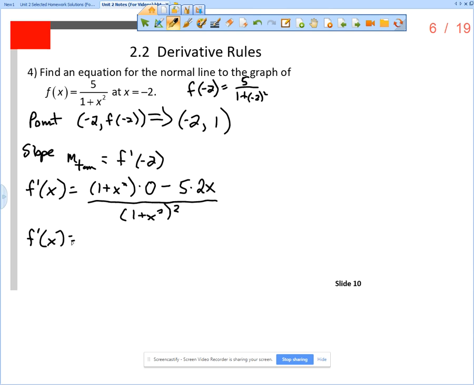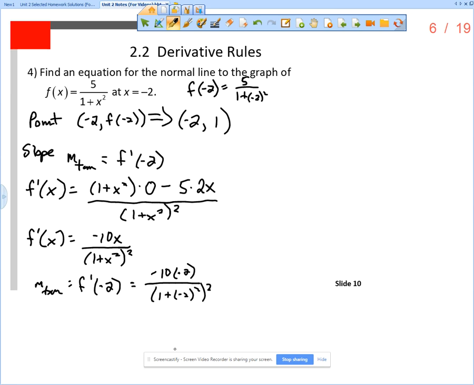So f prime of x is, remember, 0 times anything is 0. And then I have minus 10x, all divided by 1 plus x squared, quantity squared. So that's f prime of x. So now, once again, what is the slope of the tangent? So m tan equals f prime of negative 2. So that means negative 10 times negative 2 divided by 1 plus quantity negative 2 squared, quantity squared.